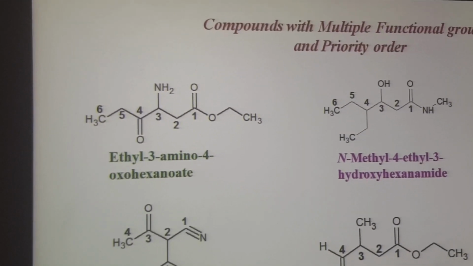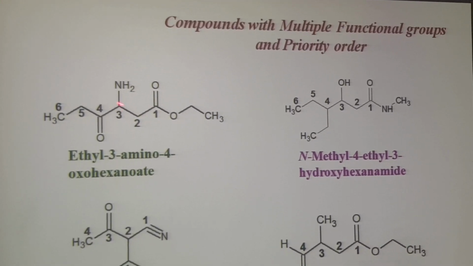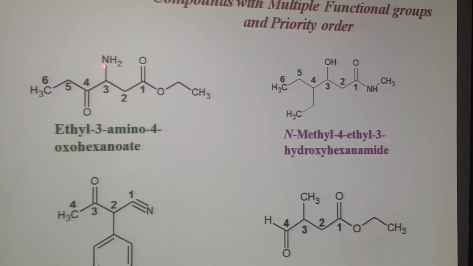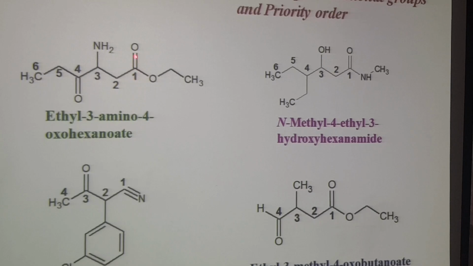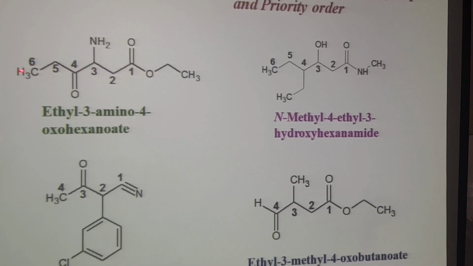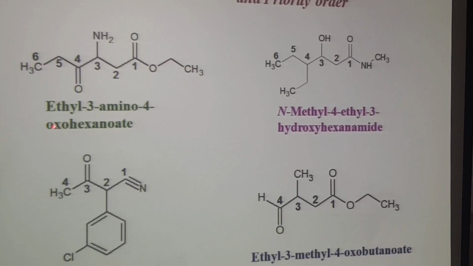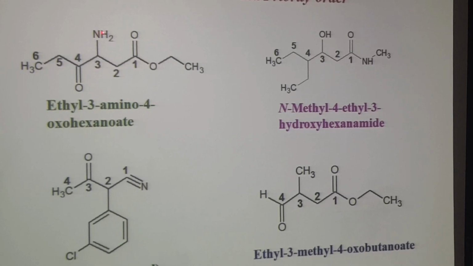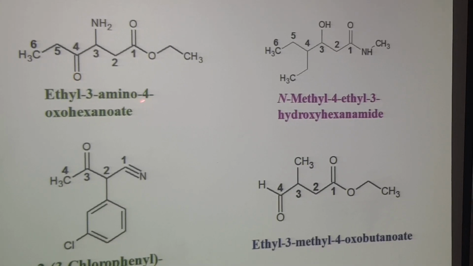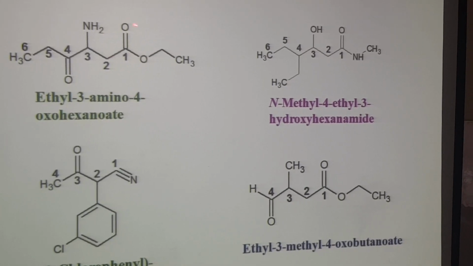Some more examples of organic compounds which possess multiple functional groups, so that we can assign the priority order to these compounds. It has an ester, ketonic carbonyl and amino group. So numbering starts from the ester carbonyl carbon. 1, 2, 3, 4, 5, 6. Hex is the root. This alcohol part is an alkyl, ethyl, 2 carbon. So it is ethyl. At position 3 we have an amino group, 3 amino, and at position 4 we have a carbonyl, oxo, 4 oxo, hexanoate. The oate shows the ester functionality.